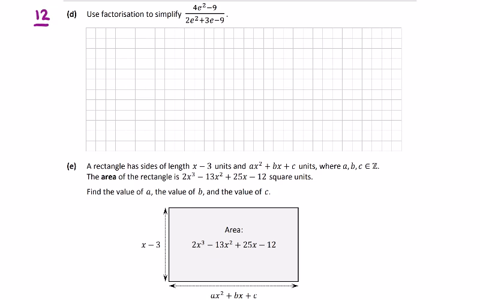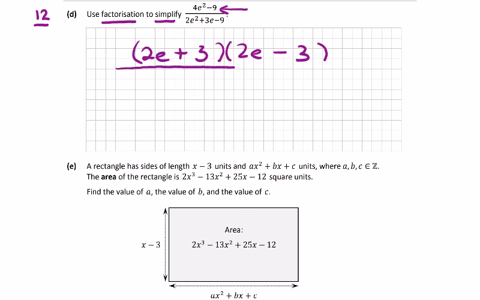Until you get to 12 part D. Factorize and simplify. So what do you notice about this? You should notice difference of two squares on top. 2e times 2e gives 4e squared. 3 times 3 gives 9. One a plus, one a minus, the order not important.